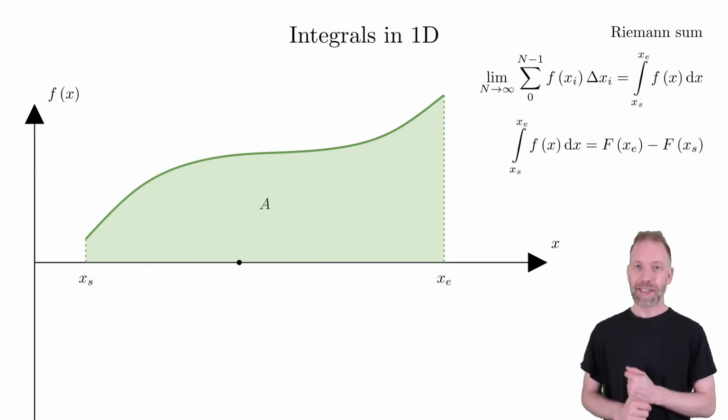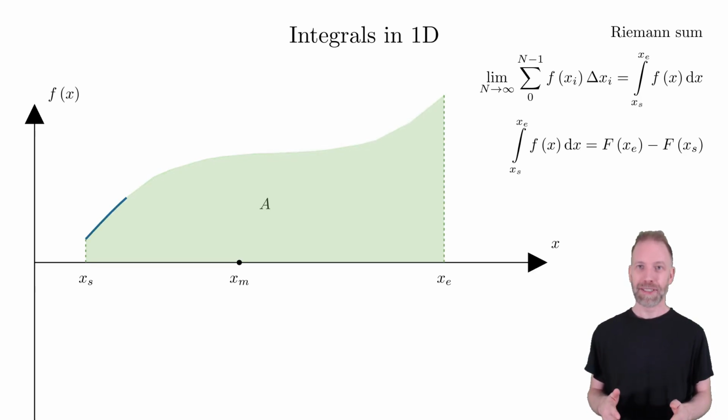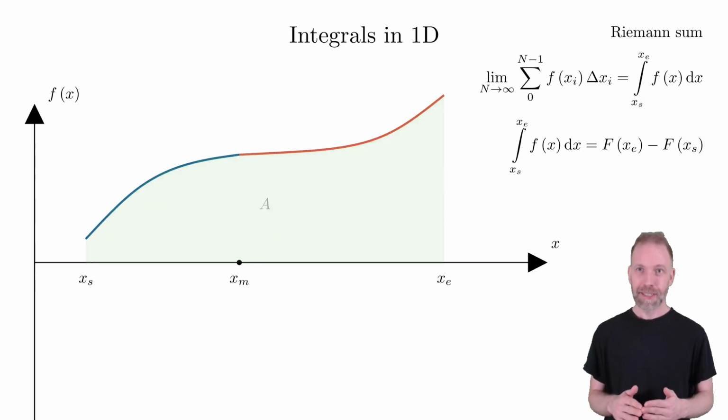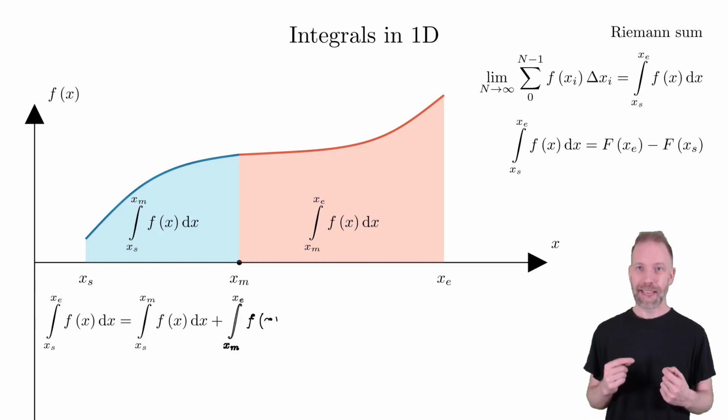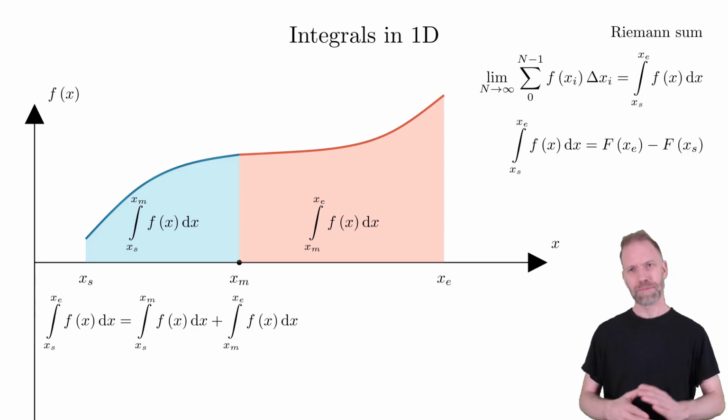Next up, let us look at what happens if we split the interval and add the middle point, xm. The blue part is the integral from xs to xm of the function. The red part is the integral from xm to xe of the function. As we can write that the integral from xs to xe equals the integral from xs to xm plus the integral from xm to xe. The next question is, why would we want to do that?